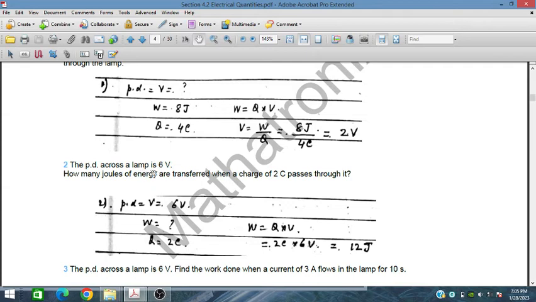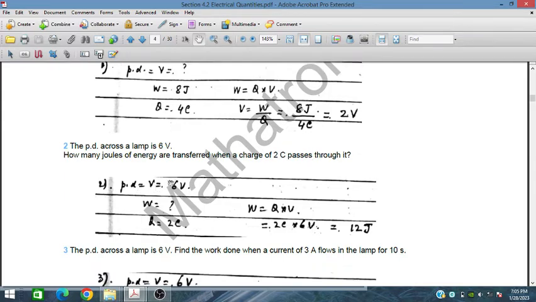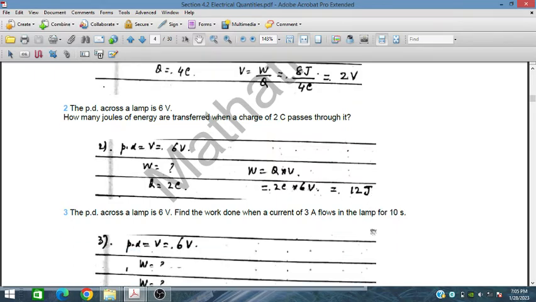A PD across a lamp is 6 volts. How many joules of energy is transferred when a charge of 2 coulombs passes through it? The PD is given as 6 volts, and we have to find the joules transferred. This is work done or energy transfer. So W is equal to Q into V. This is 2 coulombs and this is 6 volts. So the energy transfer will be 12 joules.